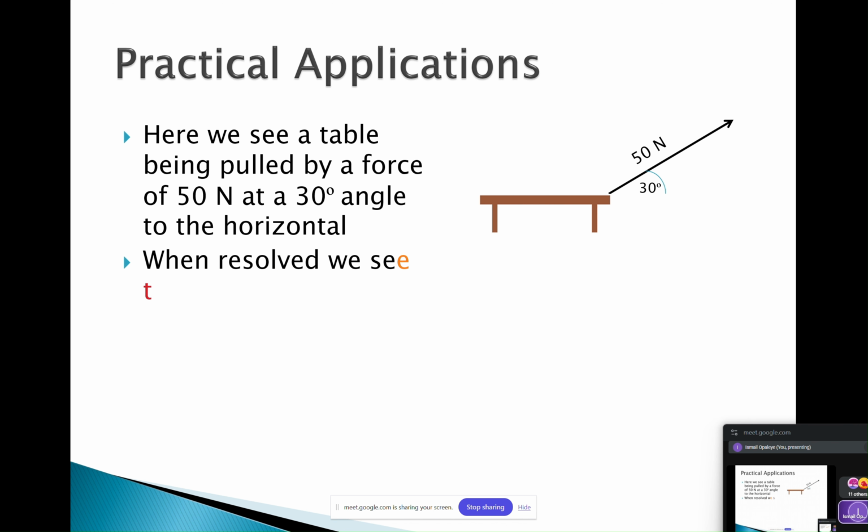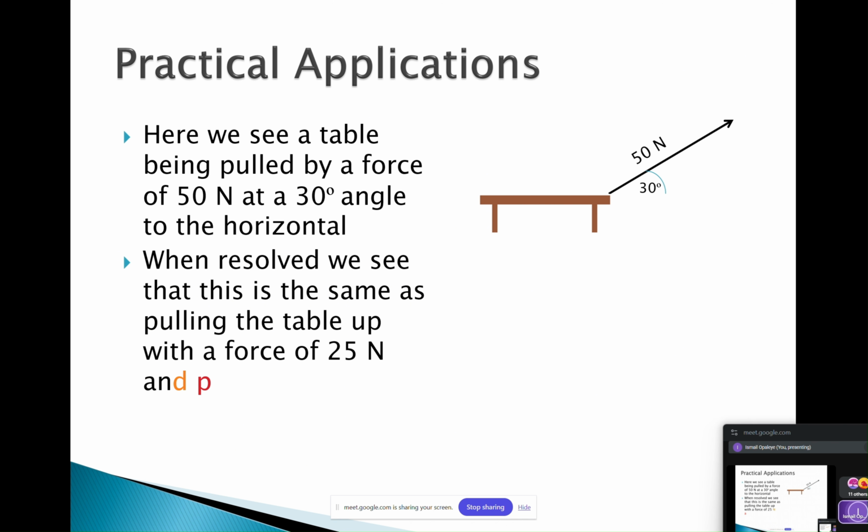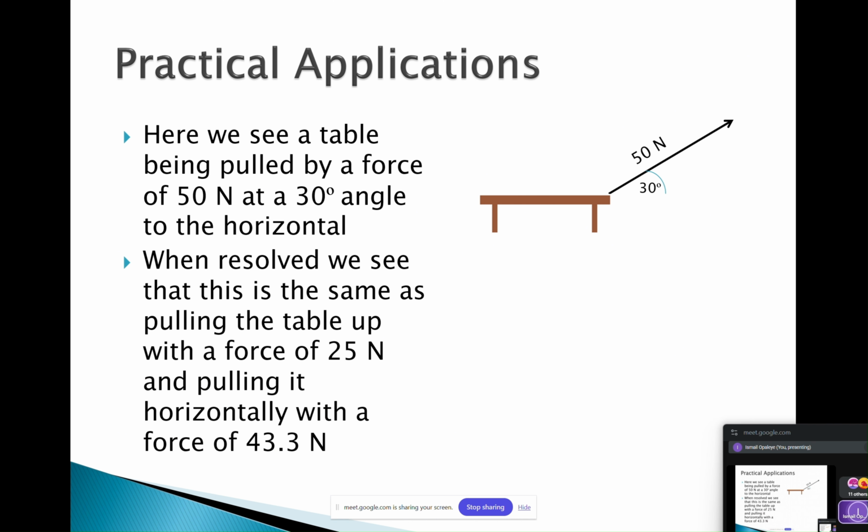So when we solve, we see that this is the same as pulling the table up with a force of 25 Newton and pulling it horizontally with a force of 43.3 Newton. What we did there is just resolve it into vertical. That is 50 sine 30, and sine 30 is half. So that's 50 divided by 2, that's 25 Newton. And then you resolve into horizontal as well. That's 50 cos 30, that's 43.3 Newton. Does that make sense?